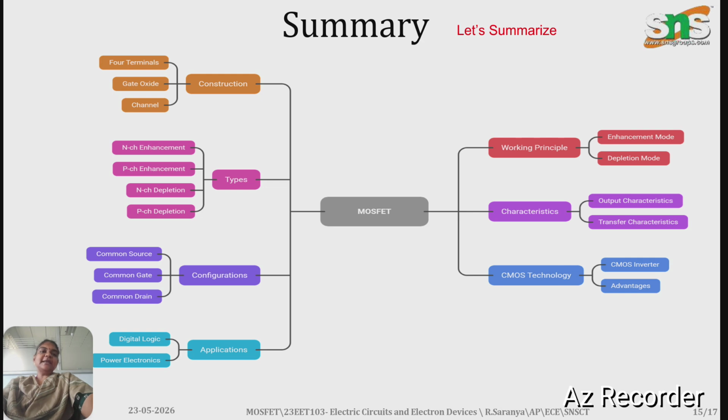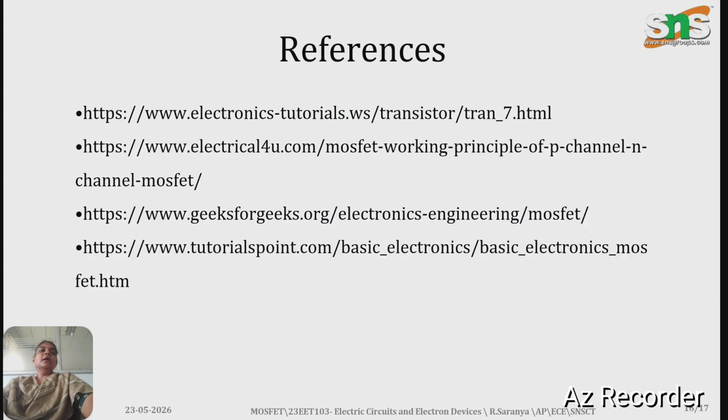In summary, MOSFET has 2 types: enhancement and depletion. And then the working principle applies in both enhancement mode and depletion mode. It has characteristics like output characteristics and transfer characteristics, and in configuration, it has common source, common drain and common gate. So hope in this video you have understood what is meant by MOSFET, why it is needed for our modern technology, what are its types and its pros and cons and applications.